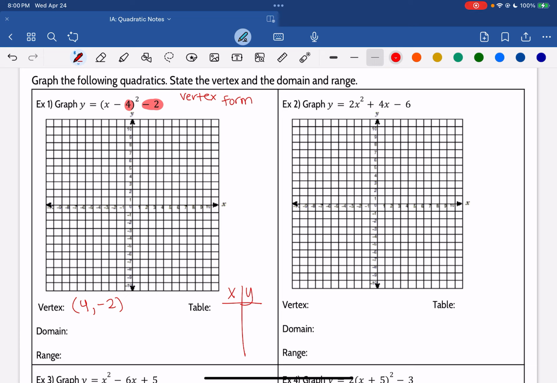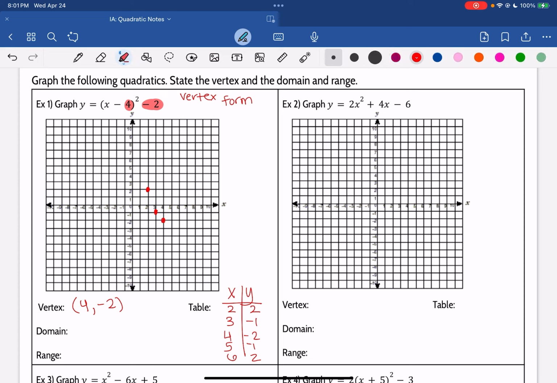Now we're going to put that point in the middle and put some of our coordinates around it. So take your calculator and just plug in. Okay, so now I got my points in my table, so let's go ahead and plot them. So 2, 2, 3, negative 1, 4, negative 2.